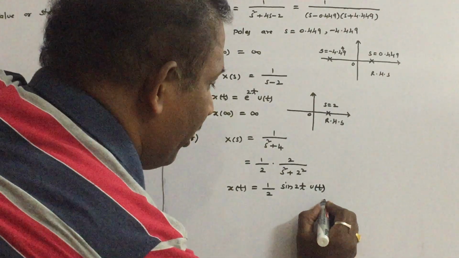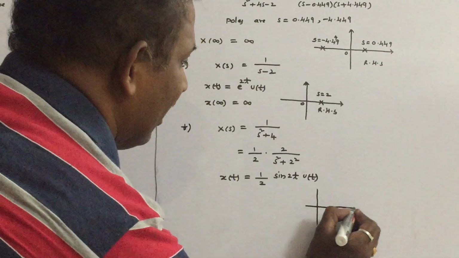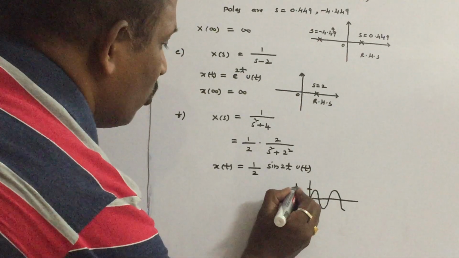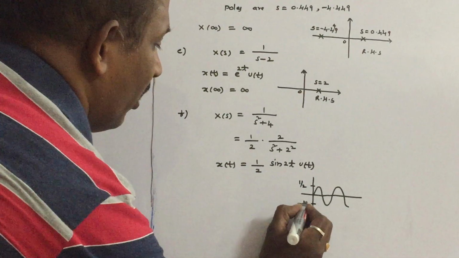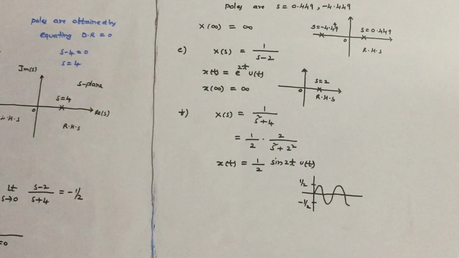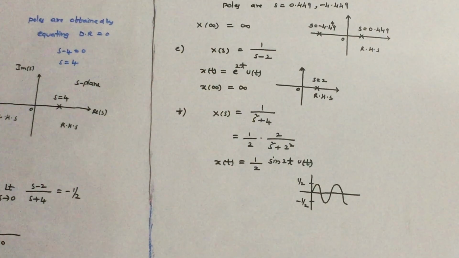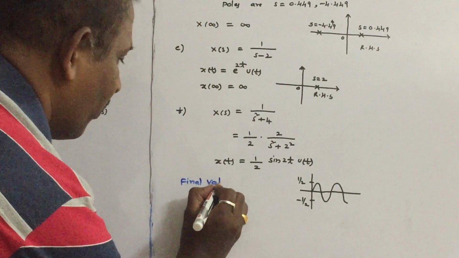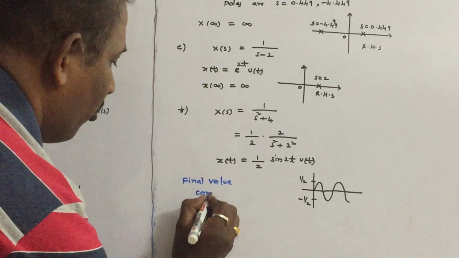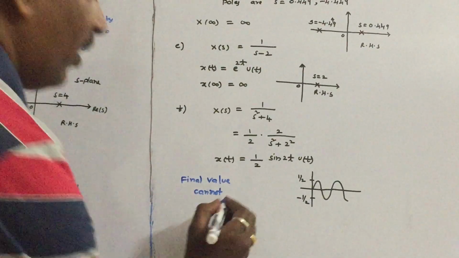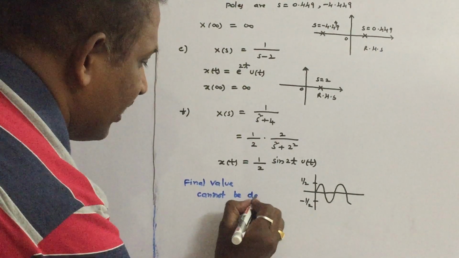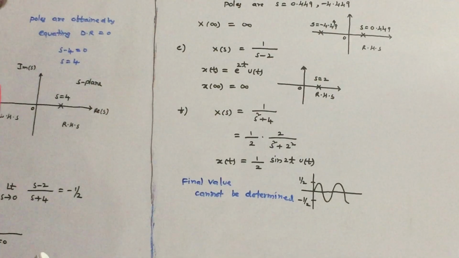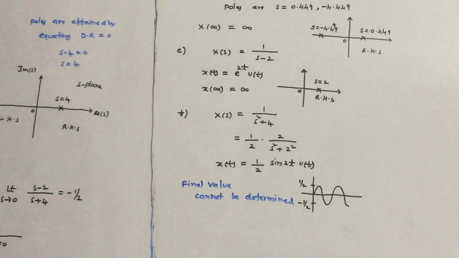So what is the nature of sine 2t into u of t? It is an oscillatory signal, with positive peak plus 1 by 2 and negative peak minus 1 by 2. So what is the final value? What do you have to write for the final value? The final value cannot be determined. You have to clearly write that the final value cannot be determined because it comes under case 2.